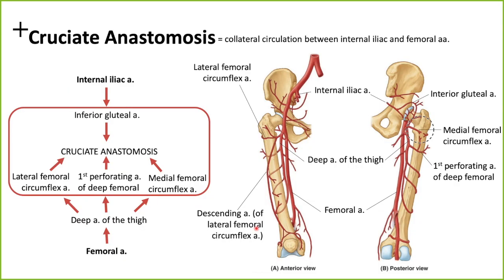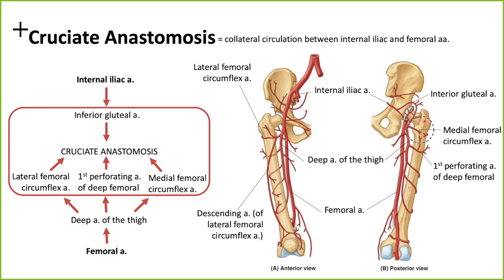Okay, so we've got a cruciate anastomosis. Anastomosis, big word, all it means is some collateral circulation that takes place between these arteries. So we've got the internal iliac that comes down. It's giving off, remember, I think we talked about this last week, the inferior gluteal artery. So here's our inferior gluteal. It's coming down, and then we've got the lateral femoral circumflex artery and the medial femoral circumflex artery, and circumflex just means around.